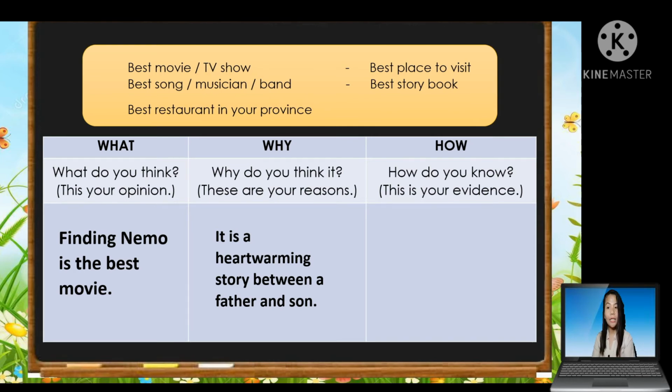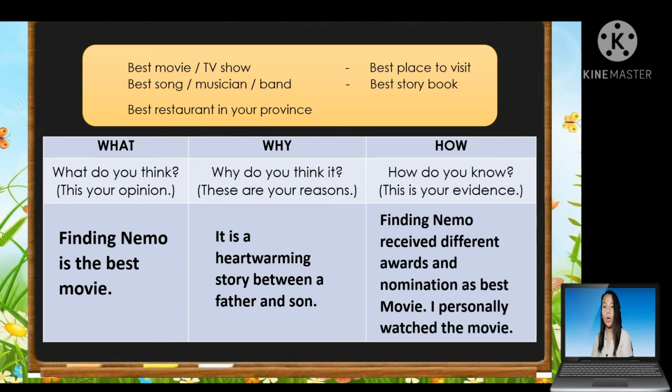How do you know that Nemo is the best movie and it is a heartwarming story between a father and a son? So now I'm going to cite an evidence that will prove my opinion and my reason. So here are the list. Finding Nemo received different awards and nomination as best movie. And aside from that, I personally watched the movie. I hope you got it correct too.